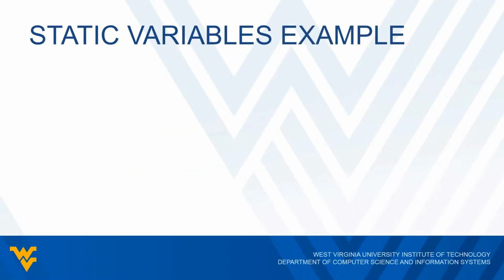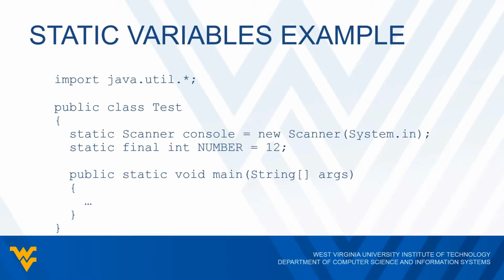So let's take a look at an example of these variables where we include the word static. Here's some code, and the two lines I want you to take a look at are these two right here. So we have static Scanner console equals new Scanner(System.in). You should recognize that from our previous lecture. And then static final int number equals 12. So these are two quote-unquote variables that we declare outside of main, because here's our main right here.